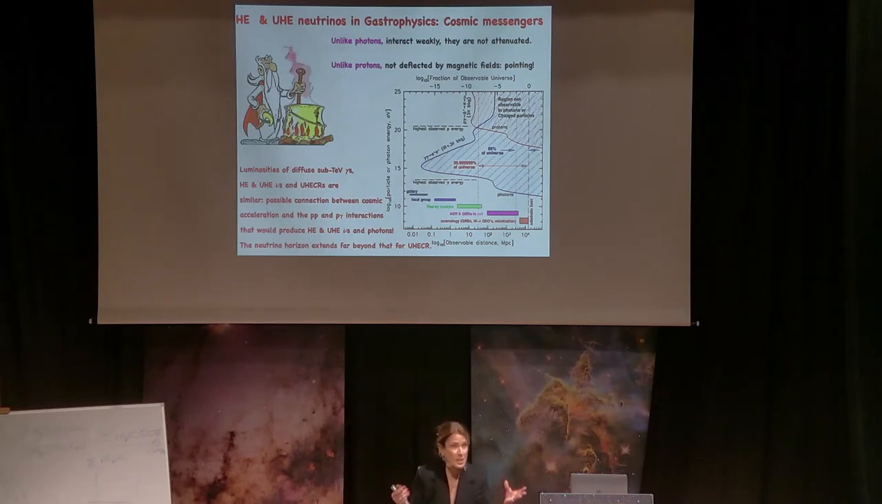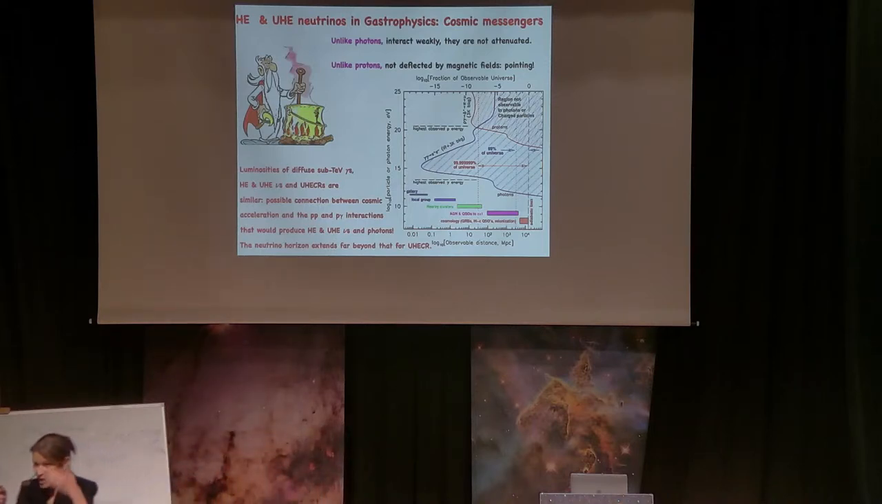We need another pair of glasses, right? It's like if you have some sort of glasses, and you cannot see above a given energy. So the glasses of photons are useless above 10 to the 14 eV. We expect that high and ultra-high energy neutrinos and cosmic rays are similar. And this is very important, because we can make a connection between the three of them. And we are talking now about multi-messenger cosmology.